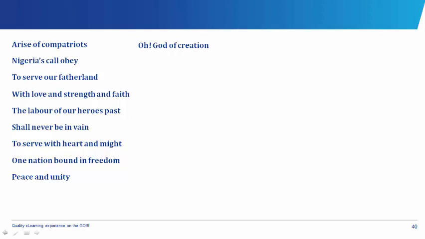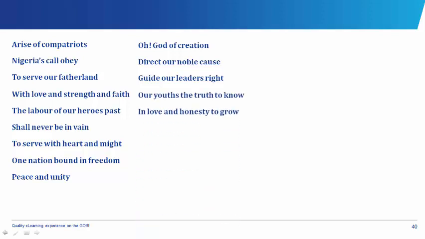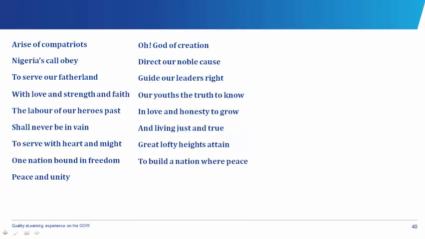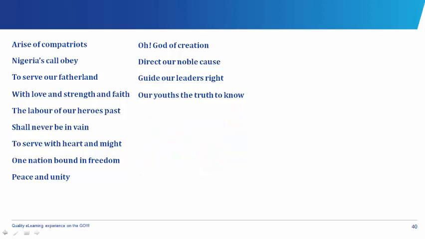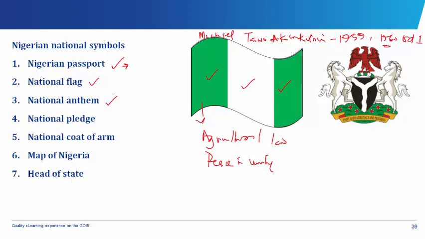Second stanza says, "O God of creation, direct our noble cause, guide our leaders' right, our youths the truth to know, in love and honesty to grow, and living just and true. Great lofty heights attain, to build a nation where peace and justice shall reign." So this is our national anthem.